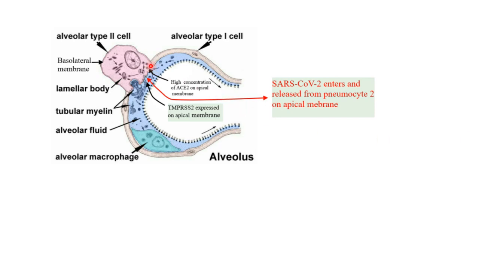So our diagram now becomes high concentration of ACE2 on apical membrane, TMPRSS2 expressed on apical membrane, SARS-CoV-2 enters and released from Pneumocyte2 on apical membrane. So these three things are happening on the apical membrane.